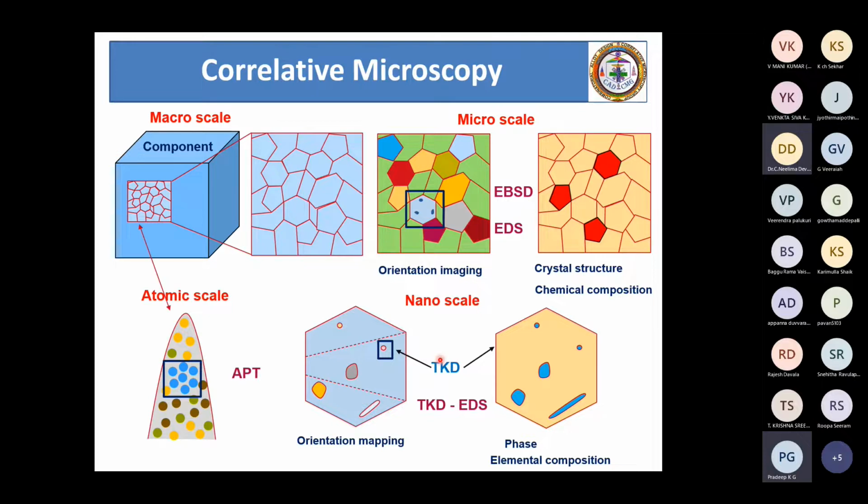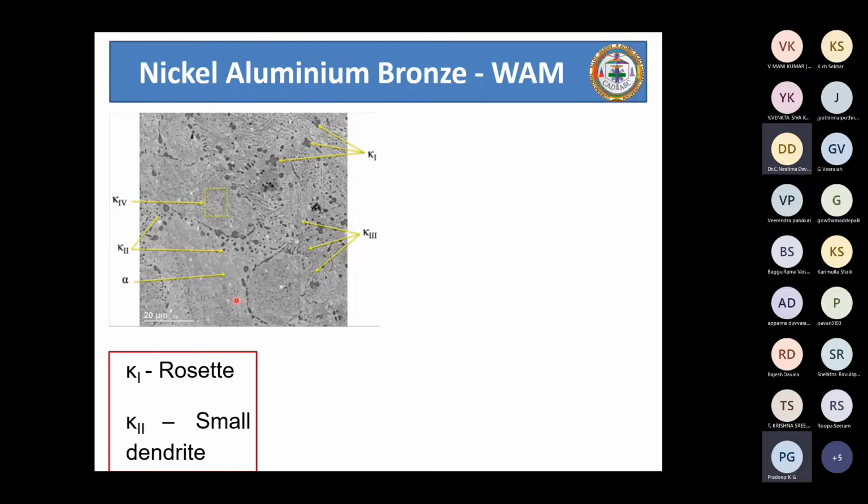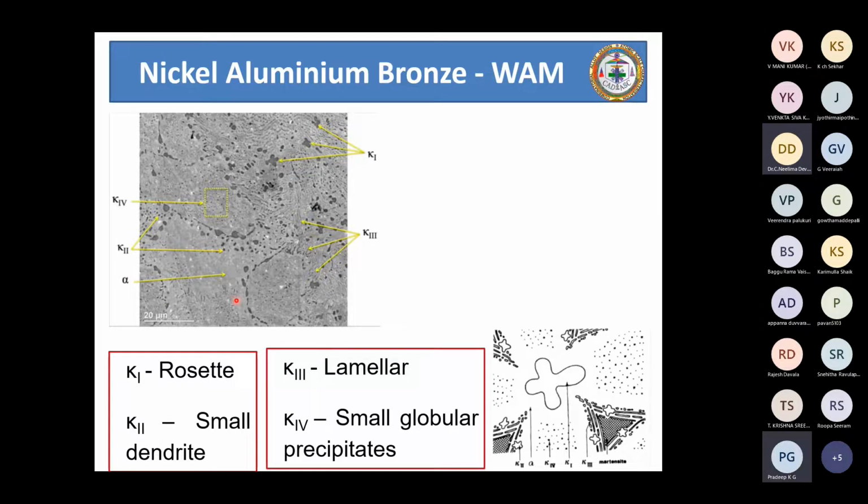So one example of all of these things is an example of an additively manufactured nickel aluminum bronze. A conventionally cast alloy is going to have all of these different kappa precipitates sitting in a matrix of alpha. Now, if you distinguish these precipitates in terms of their morphology, you can see the rosette type structures are all representing kappa 1 precipitate. You can have lamellar precipitates, all these things.